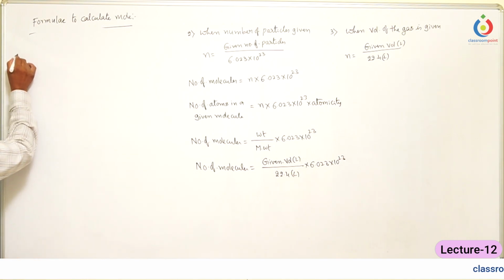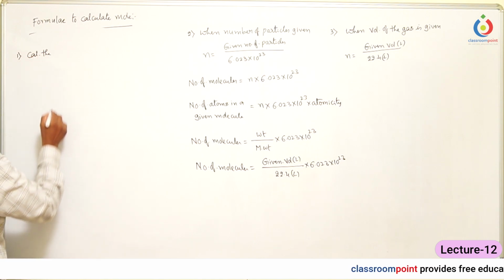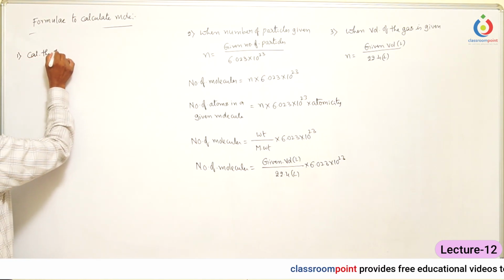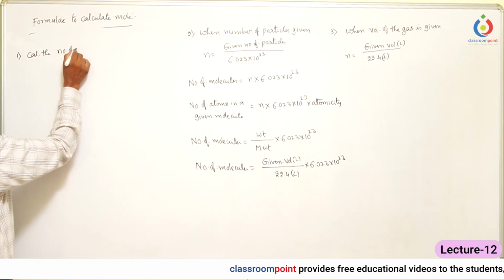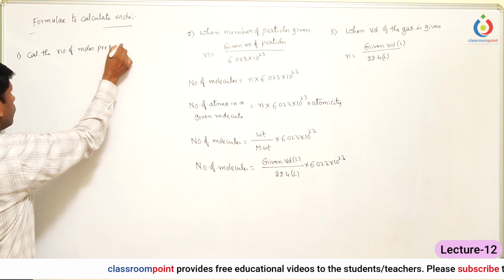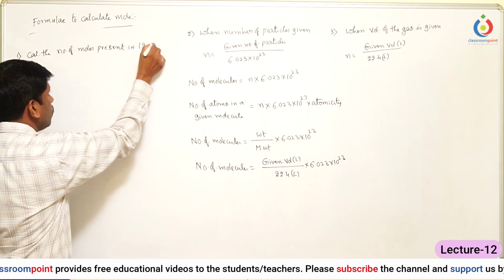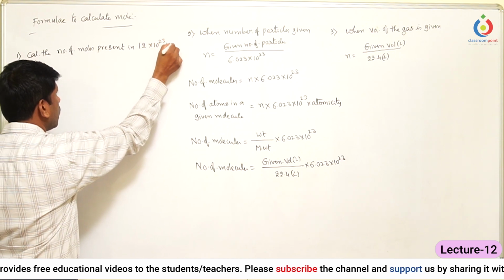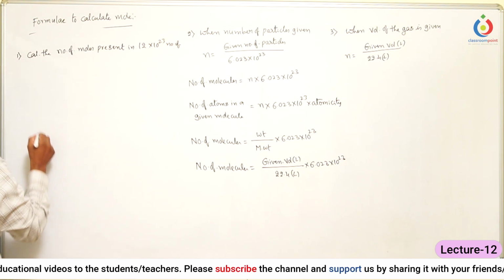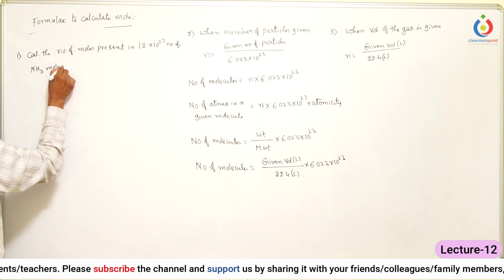So first one: calculate the number of moles present in 12 into 10 power 23 number of ammonia molecules.